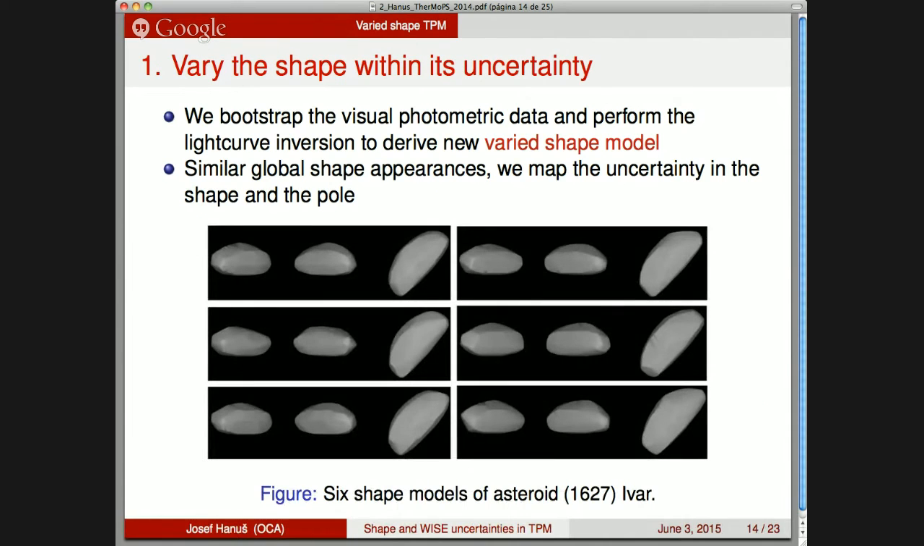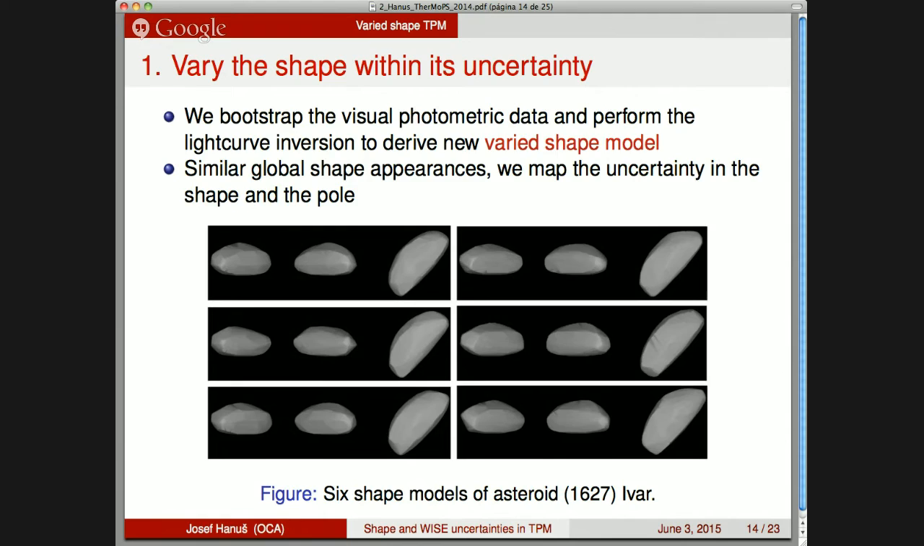Okay, so the investigation of the importance of the shape was done by our method, where we use the optical data and bootstrap them, and then use the inversion to compute the shape model again. And this process gave us similar global shape appearances. However, the shape models should map the uncertainty of the shape. So here you see Ivar, but constructed from 6 different bootstrapped optical data sets. They look pretty similar.